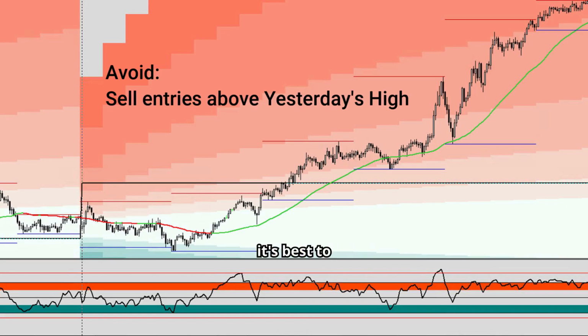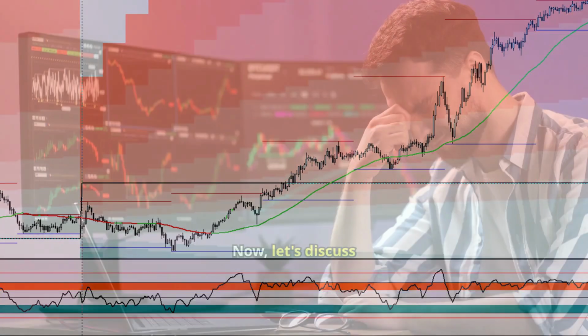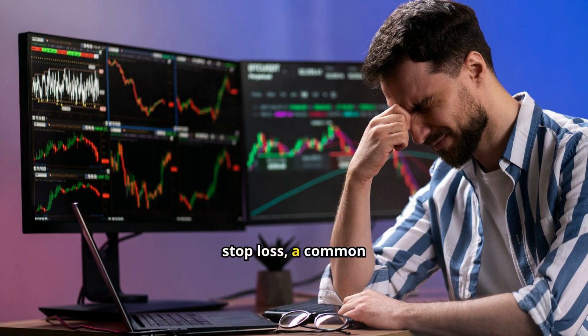In summary, it's best to avoid sell entries when the price breaks above yesterday's high to minimize risk. Now, let's discuss stop loss, a common challenge for many traders. Instead of using a traditional stop loss, consider a strategy where you manage risk by using a small percentage of your account for each trade.